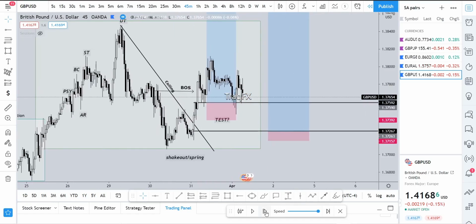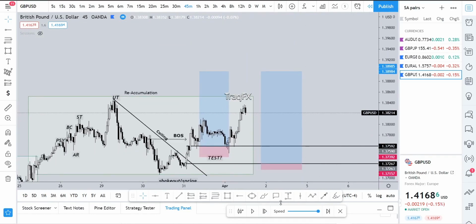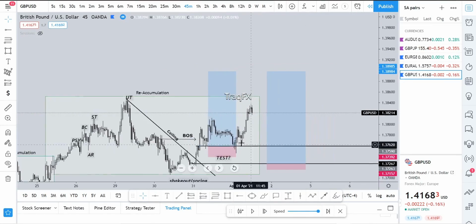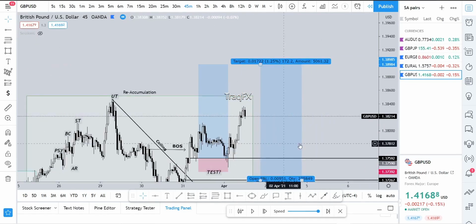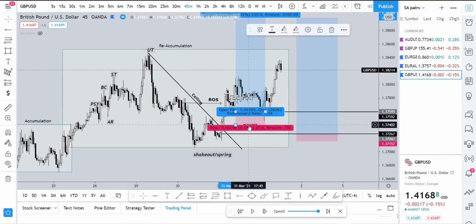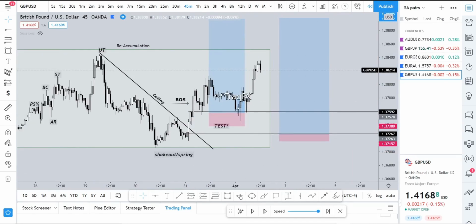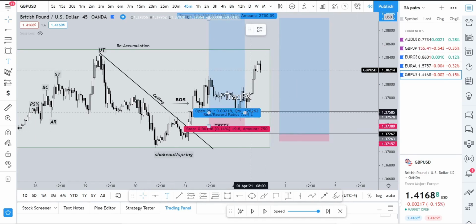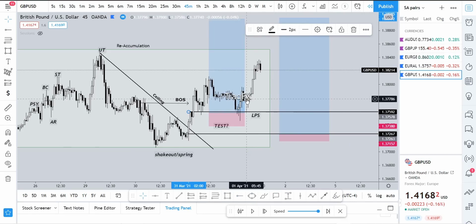Now, what's happening? Price is expanding towards the upside. Right, it's continuing to break structure. Now, ideally, because this is a reaccumulation, we have our test. This would have been our test phase right here. Now, these could be areas where we see our LPSY or our LPS. Right, this could be a potential LPS right here. Right, this institutional candle.